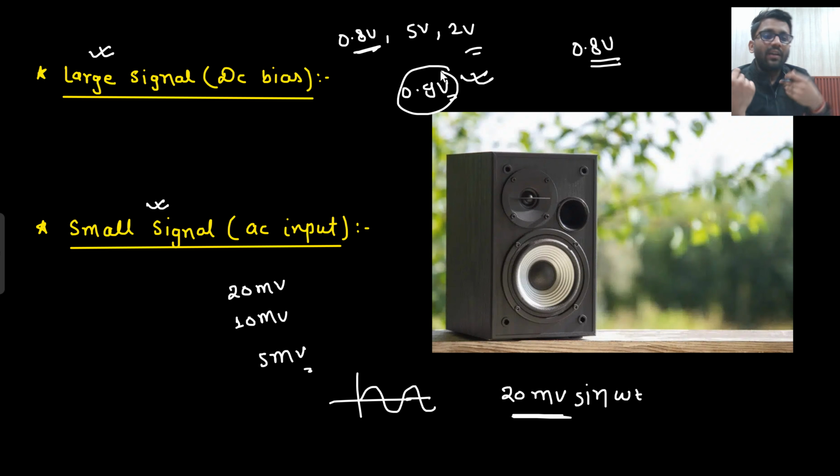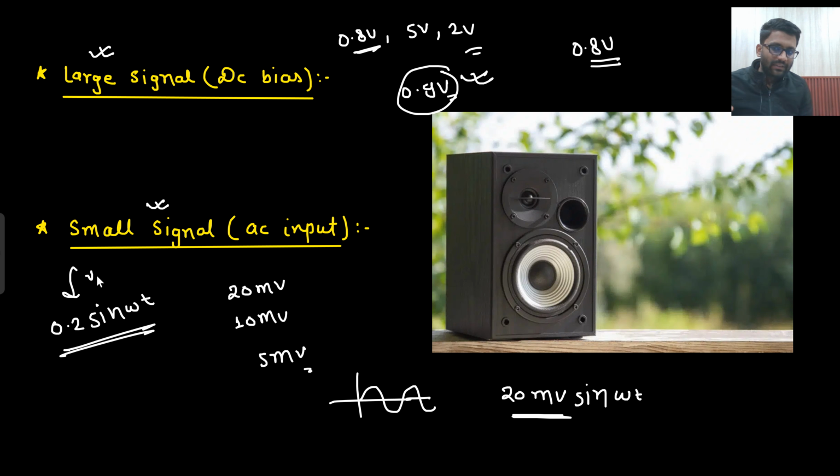Now what do I do? I will apply my voice signal as well, because the job of this particular mic is to amplify my voice. So I will give a signal as well, that should be my voice. Let's say I gave a signal of amplitude 0.2 sine omega t. This is my applied input, this is my voice, and this was the DC bias.